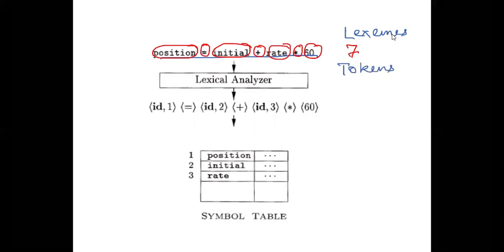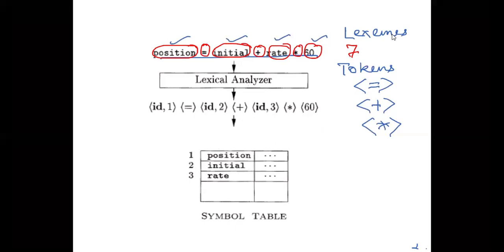Tokens, T-O-K-E-N-S. So what are tokens? Tokens are just some grouping of these lexemes. First let me write the ones which do not need any grouping, like the assignment operator. This is a token by itself. Then I have plus, which is a token, and multiply, which is a token. These three are tokens. Also, I have position, initial, rate, and 60. These are also lexemes. Now, what are the corresponding tokens for these?